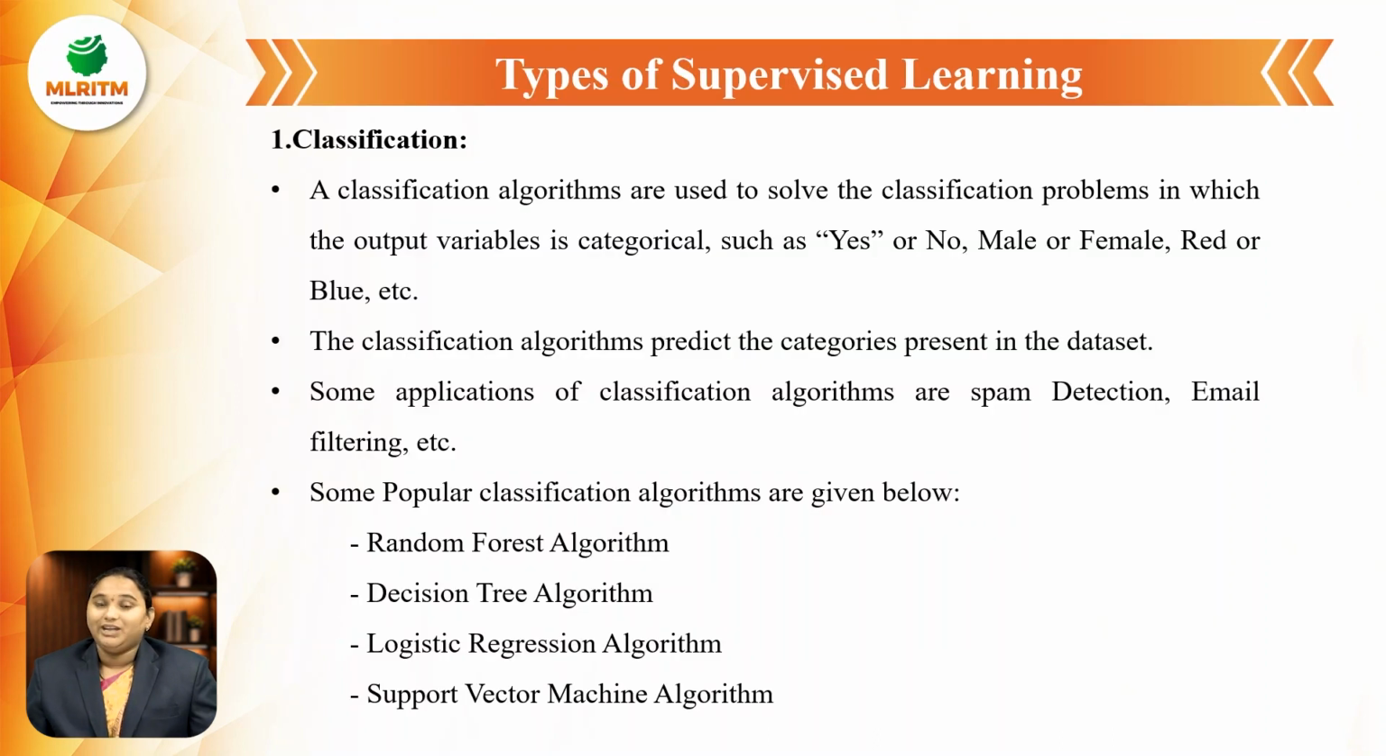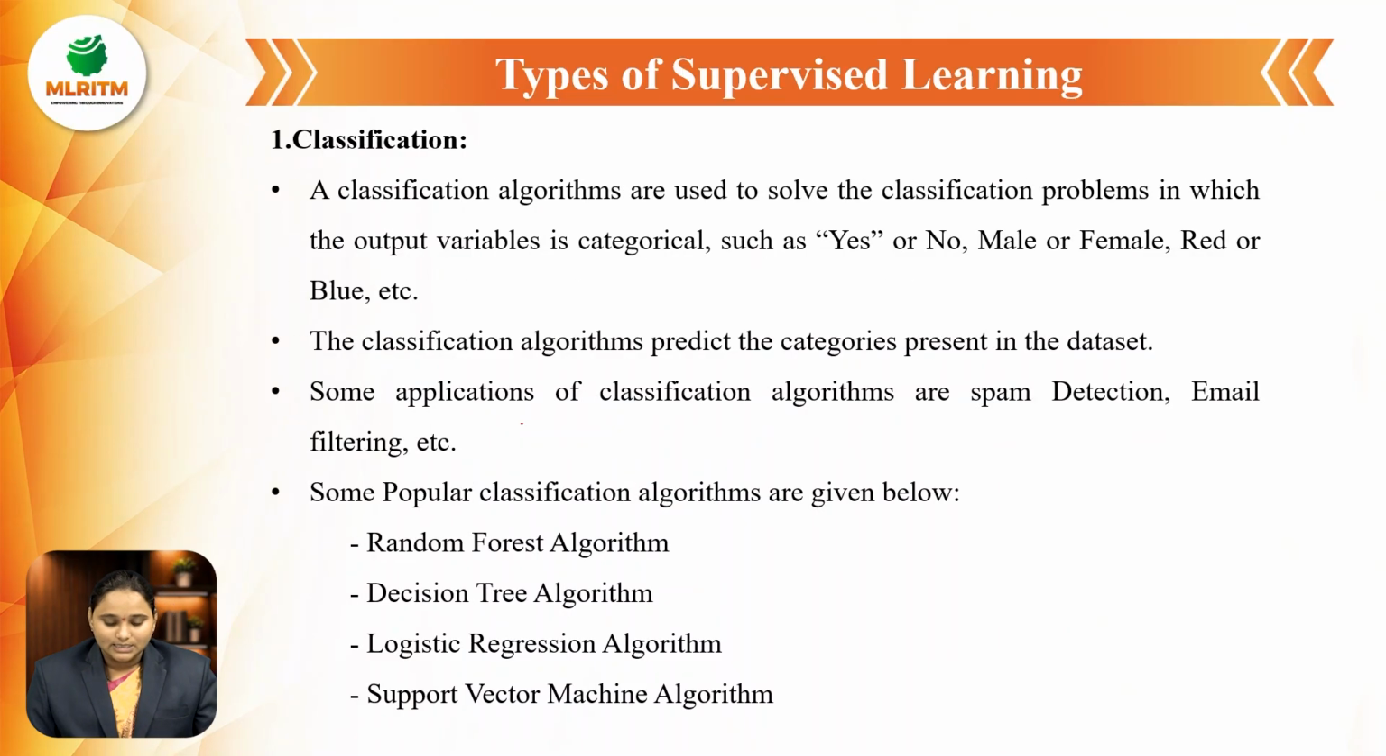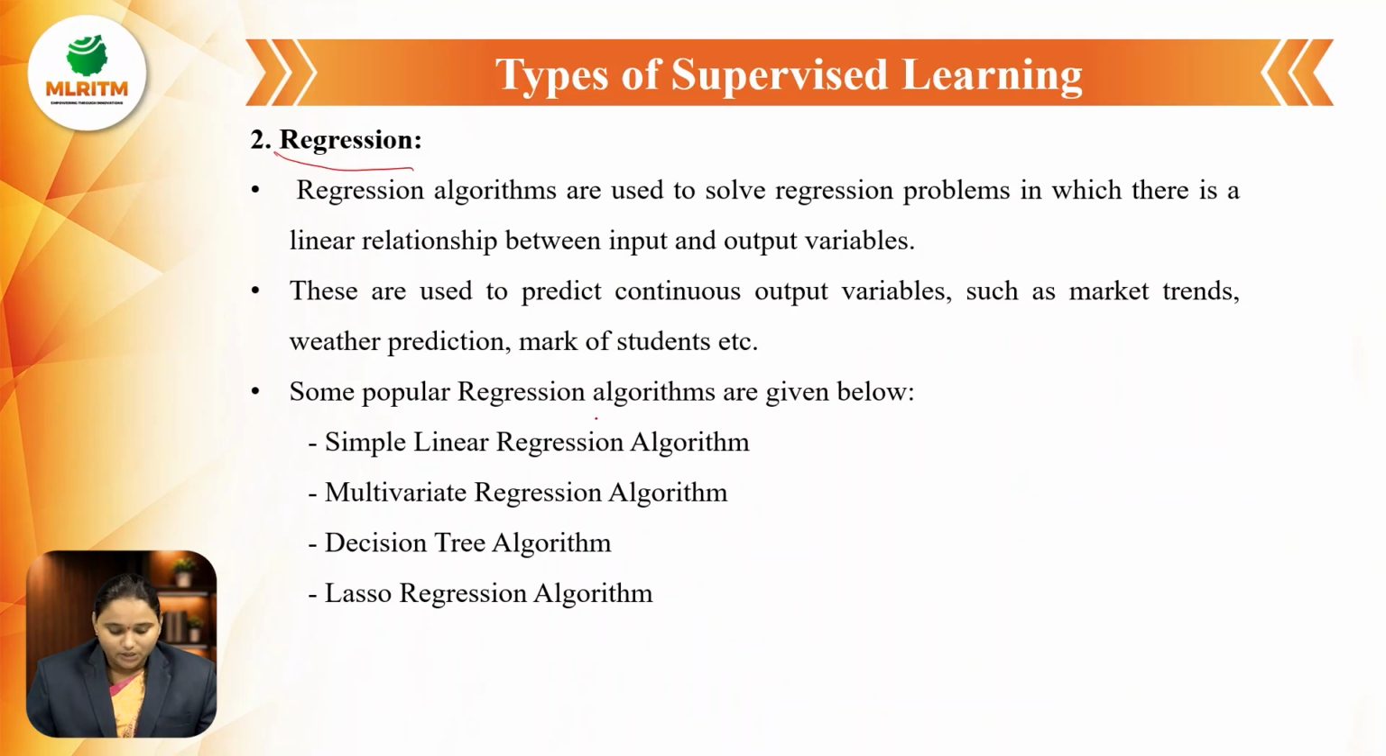Next, we have the types of supervised learning. Classification is one of them, and another one is regression. In classification, we have algorithms such as random forest, decision tree, logistic regression, and support vector machine. In regression, we have simple linear regression, multivariate regression, decision tree, and lasso regression algorithms.